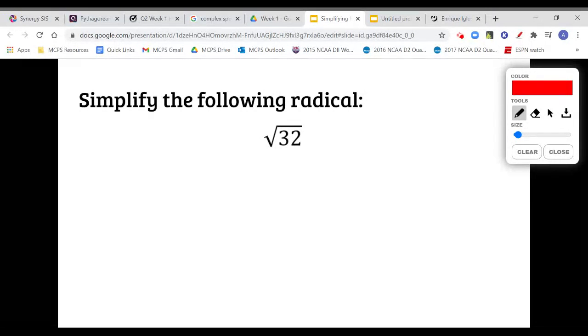And so if you want an exact answer, you actually have to leave this in radical form, which means that your final answer will still have a square root symbol in it. And this is a really important skill that you will use as you move into more advanced math courses.